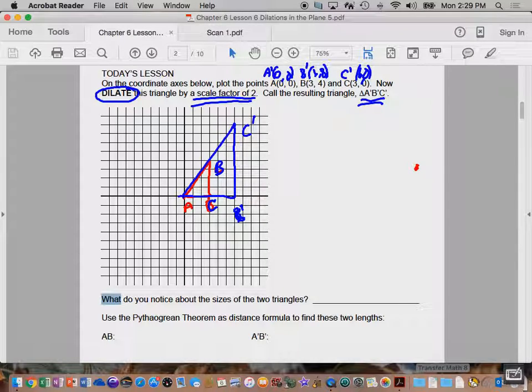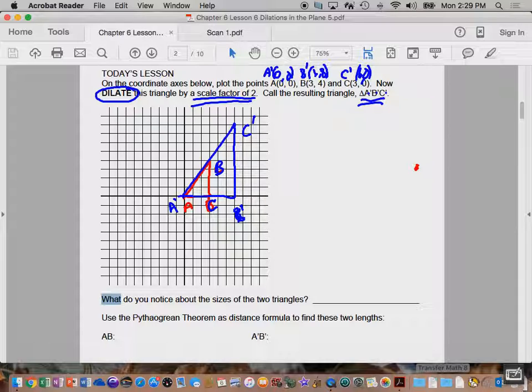And it's important when you graph this that you put the little primes. What I mean by prime is these little marks, little dashes or apostrophes, whatever you want to call them, that are right there. Now, every side of the blue triangle is twice as long as on the red triangle because the scale factor is 2.